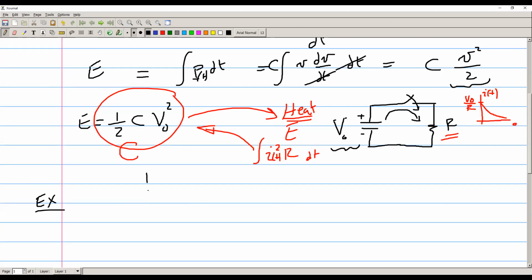What if I have two capacitors like this, C1 and C2? What is the total energy stored in both capacitors? What is the total energy stored in both of them? How can we compute it?